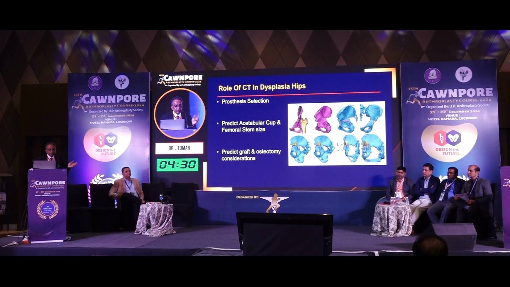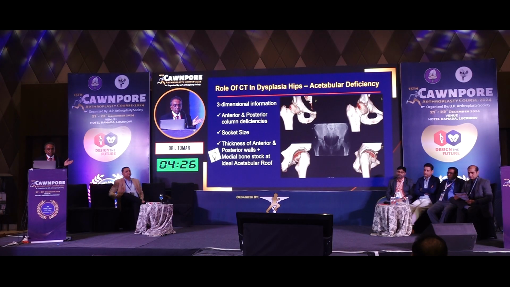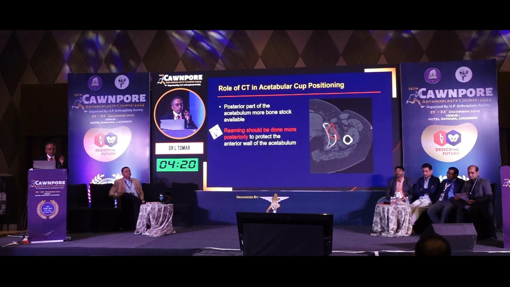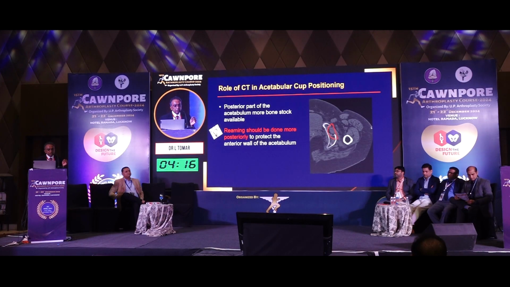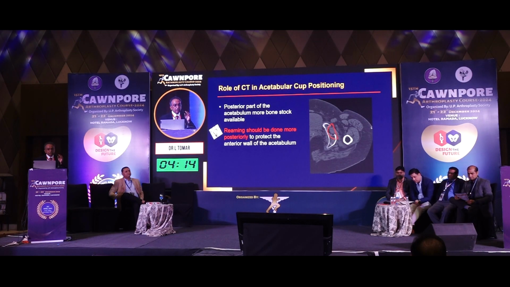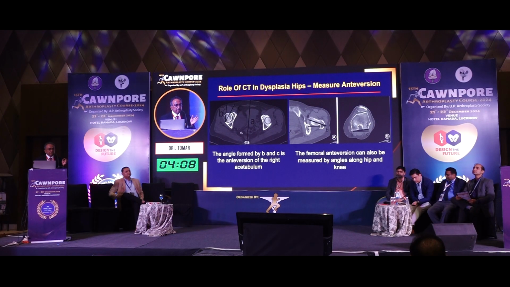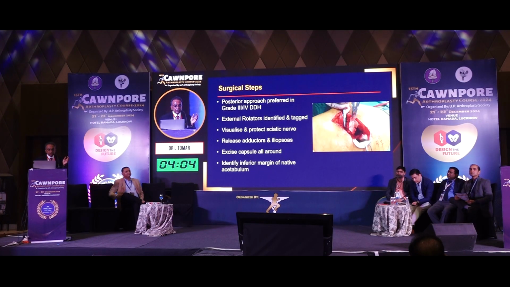The CT scan's role has already been told by the previous speaker. It is important for prosthetic selection, bone stock, and acetabular cup sizing. The bone is thicker on the posterior side, so reaming has to be done on the posterior side only, and all efforts should be made to protect the anterior column. On CT scan we can also determine the retroversion of the cup, how much it is, and the femoral anteversion.